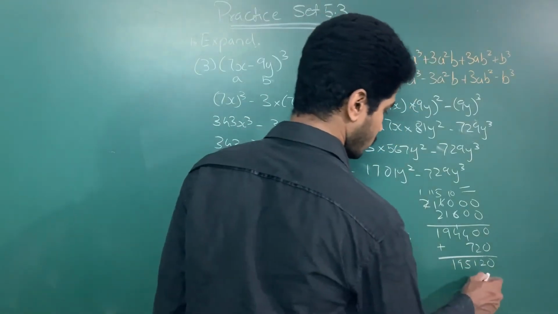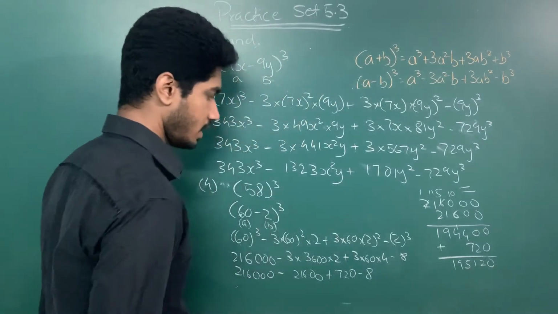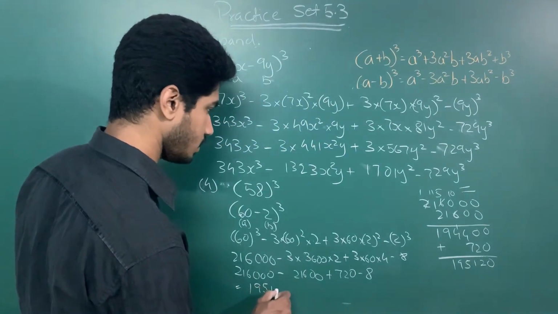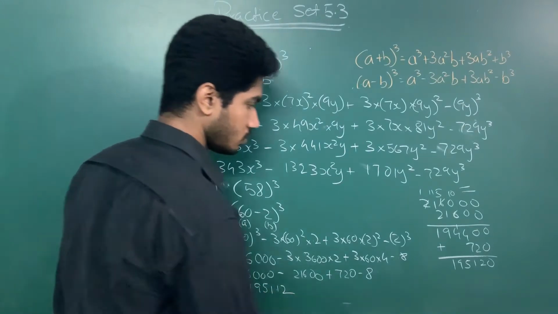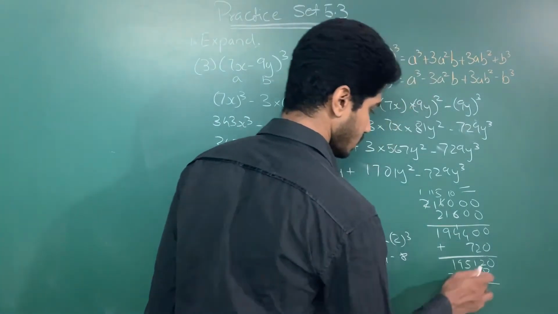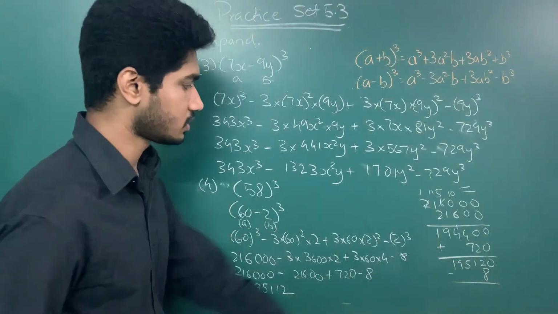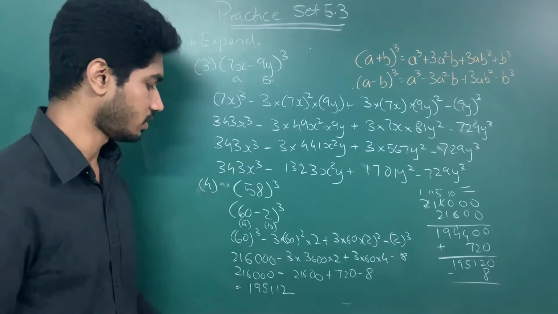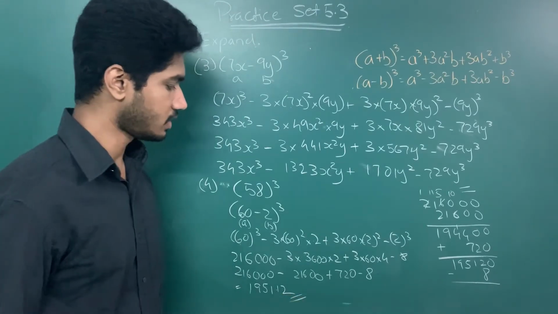Then minus 8. So when you do minus 8, you get 1951, 1, 2. याद रखना यहाँ पे minus 8 करना. So after subtracting minus 8 with this number, you get the answer as 195112. This is your final answer.